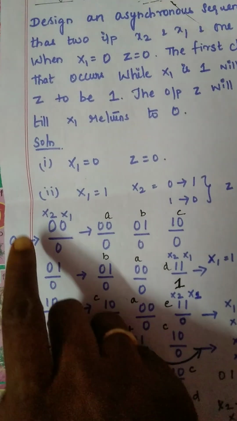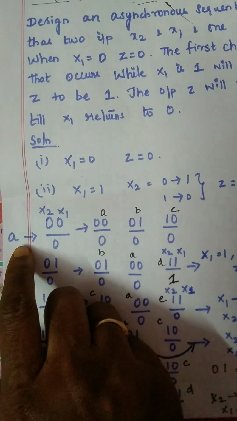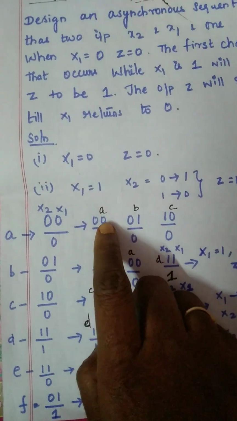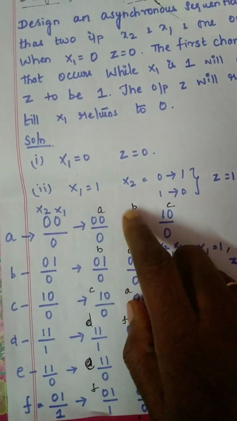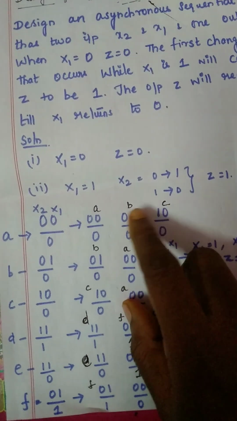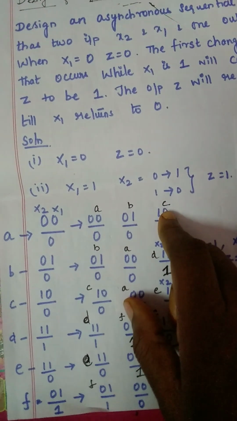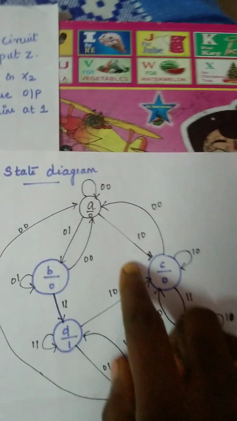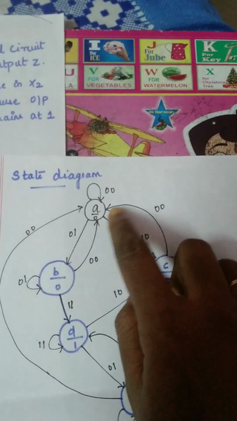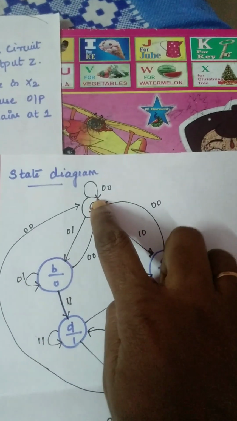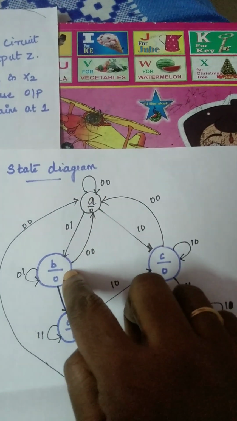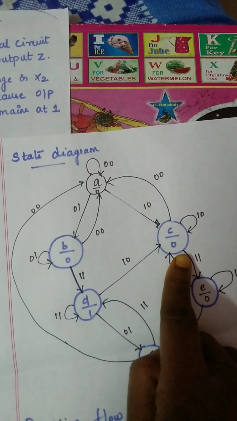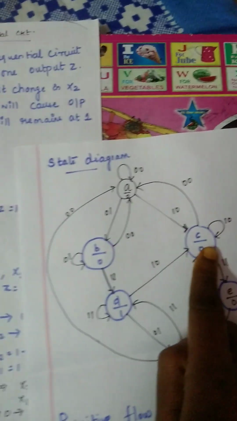If you see this, A state is the initial state. It can retain in the same state, it can move to the B state, and it can move to the C state. B and C are the next states for the A state. So if you see this diagram, A is your present state, it can retain in the same state, move to B state, and move to C state. This is our first state assignment.